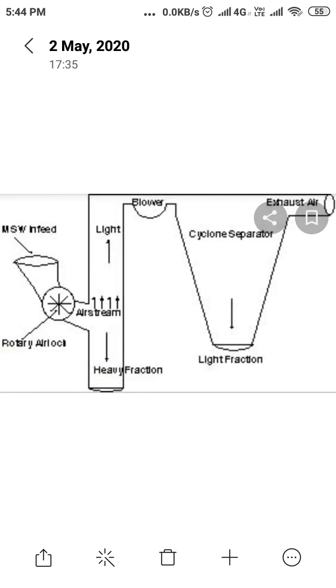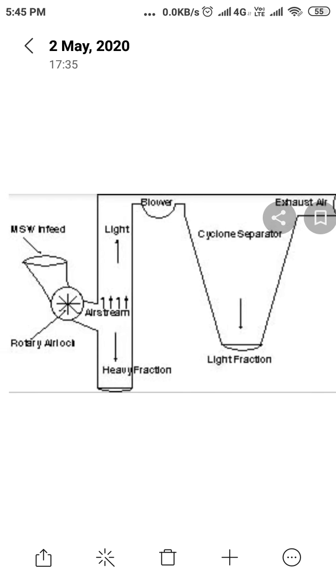In this air separation diagram, on the left corner the solid waste is pushed in, where the lighter materials will be blown away, and the heavy fractions fall downward, towards the arrow. So this is about the air separation.